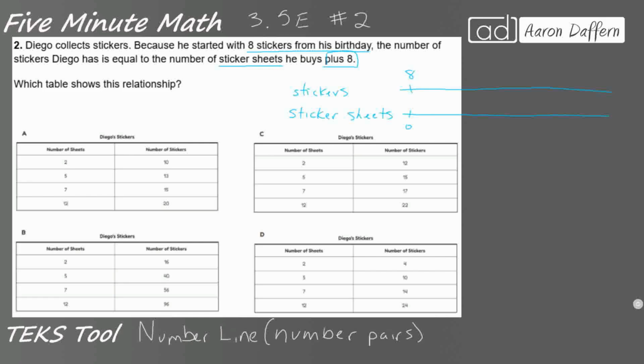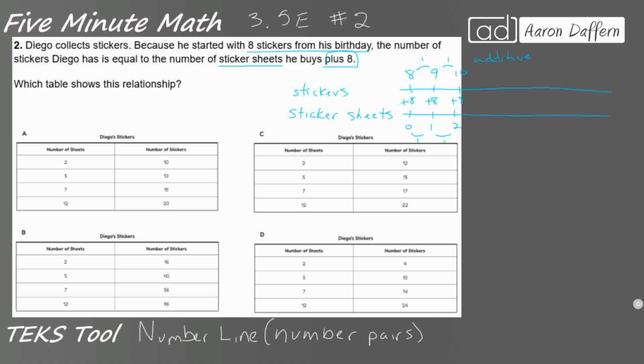And then he wants to have the number of stickers be equal to the sticker sheets plus 8. So if I get 1 sticker sheet, that means it's going to be 1 plus 8 or 9. Because what he's doing is he's just adding 1 sticker for every sticker sheet. The only difference is he's starting with 8. So it's a plus 8 relationship. Since we're adding 1 for each of these, we're adding 1 for each of these. That means it's an additive relationship, because every time you add 1 sticker sheet, you're adding 1 sticker. You just happen to start with 8.